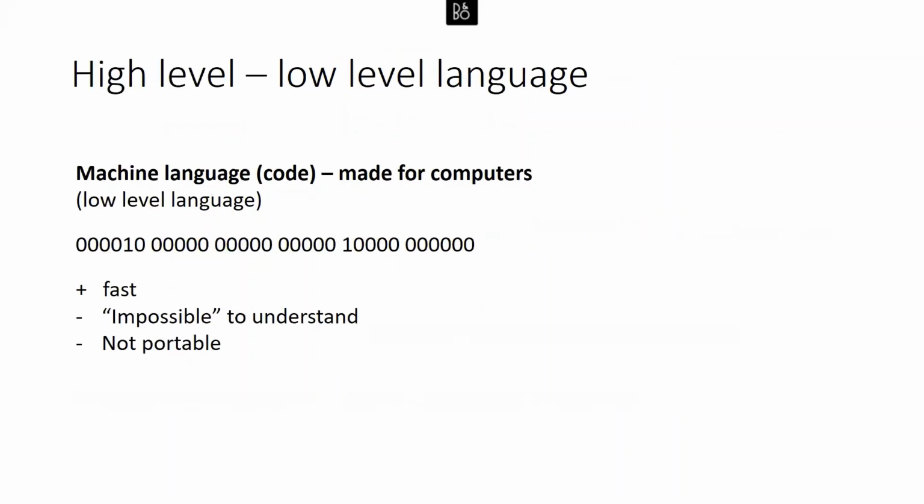We sort code into different categories. One of these categories is the level of the language. The lowest level is machine code. This is made for computers to read. It's fast to run, and in fact, it's the only type of code computers understand. The drawbacks are that it's very hard for us to read, and that it's not portable, which means that you can't move the program from one computer to another and expect it to run.